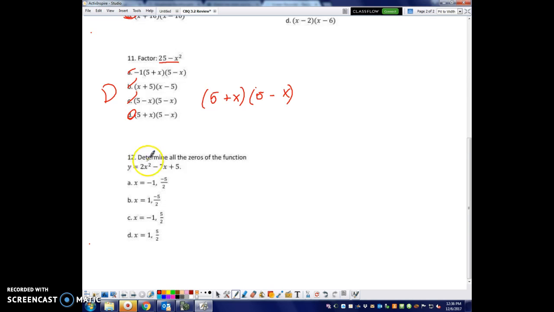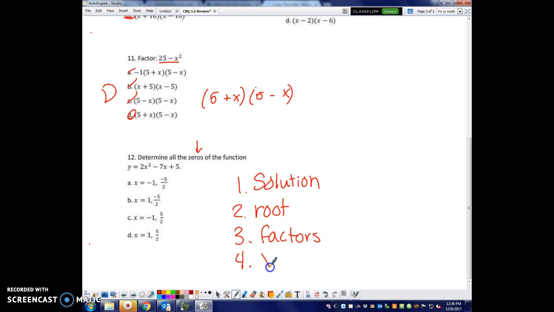All right, number 12 says determine all the zeros of this function. What's a zero? There are 3 other names for a zero. What are they? Think of them. Solution, root, actually there's 4 names, factors, and x-intercept. Okay? They're all the same thing.